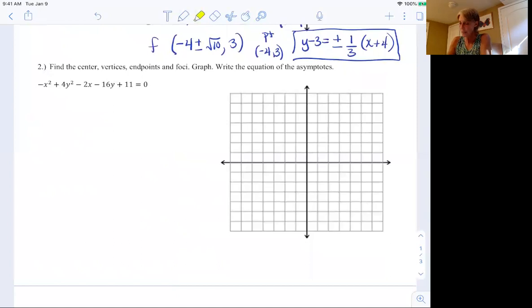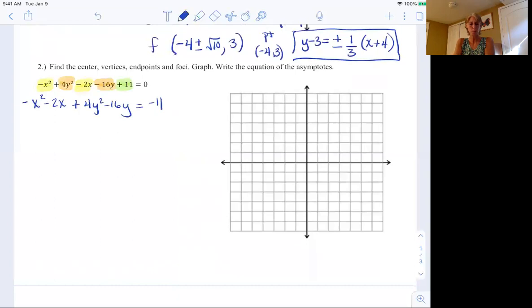The method is going to stay the same. I want to group my x's. Negative x squared minus 2x. I'm going to group my y's. Plus 4y squared minus 16y. I'm going to move the 11 to the other side.